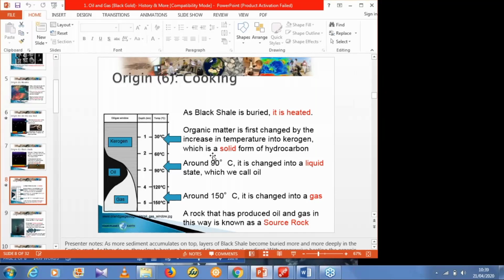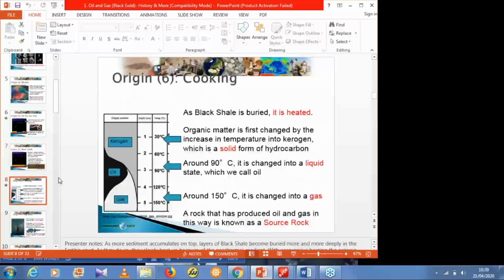Solid forms of hydrocarbon are the first stage of formation of hydrocarbon that gets us our oil and gas, or crude oil. So we have that as kerogen, not kerosene, kerogen. Now, the next step is where we have our oil formation, and at around 150 degrees Celsius upwards, we have the formation of gas.